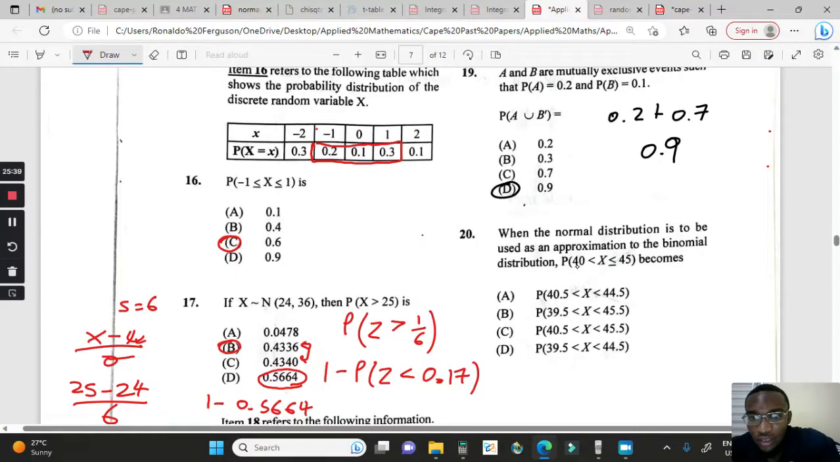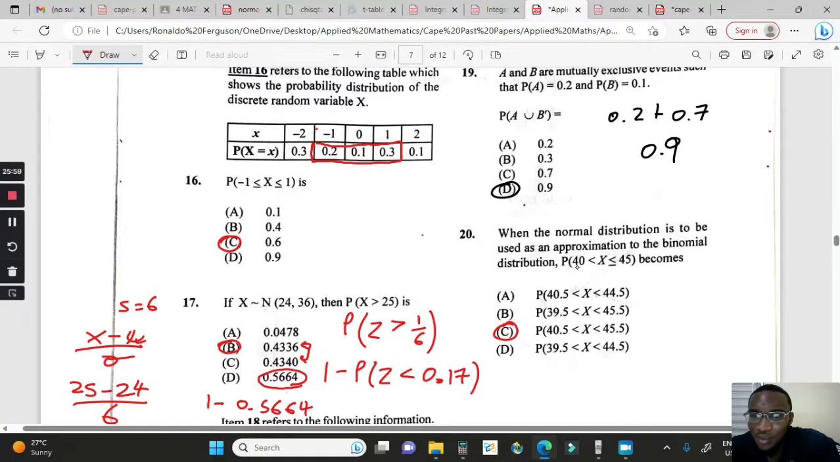Now, if it's strictly greater than 40, this is what? 40.5. If it's strictly greater, 40.5 is our start region. All right, so it's 40.5 to 45.5. Option C. All right, does that make sense? I really hope it makes sense.